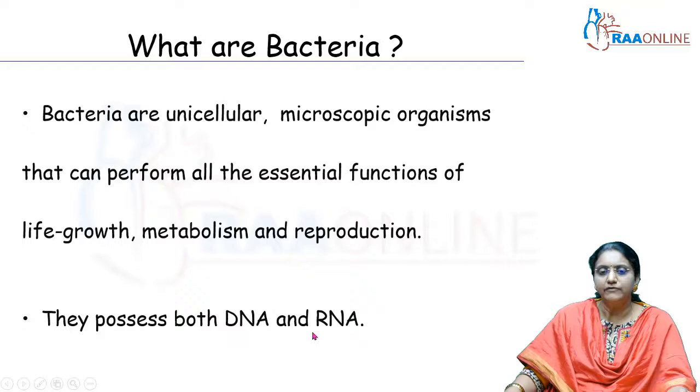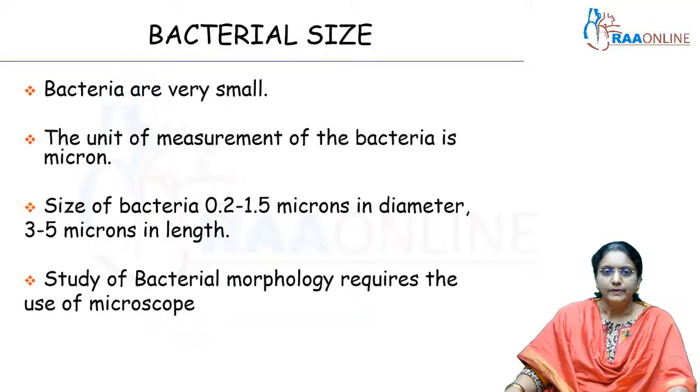One more important feature of bacteria is that they contain both DNA as well as RNA. DNA is deoxyribonucleic acid and RNA is ribonucleic acid. This is to differentiate them from the viruses, which are another group of microorganisms, which will have either DNA or RNA but never both. Under morphology, the first point that we'll be seeing is the size of the bacteria.